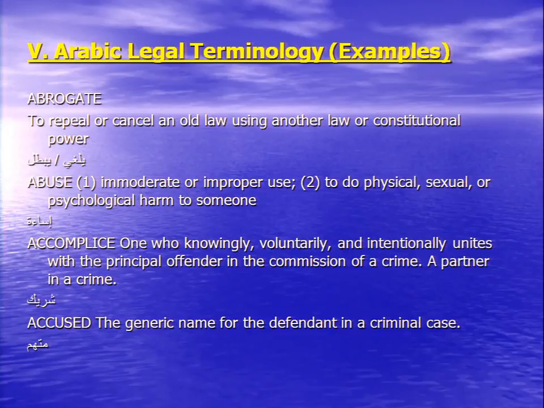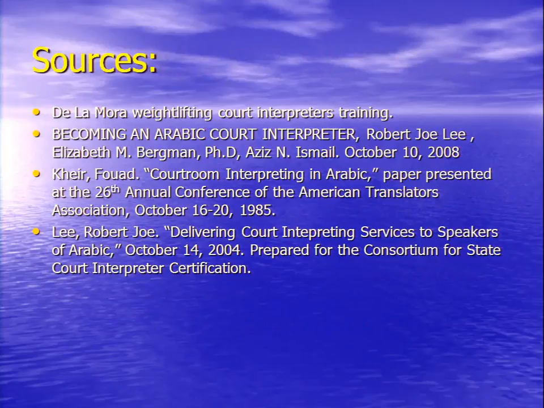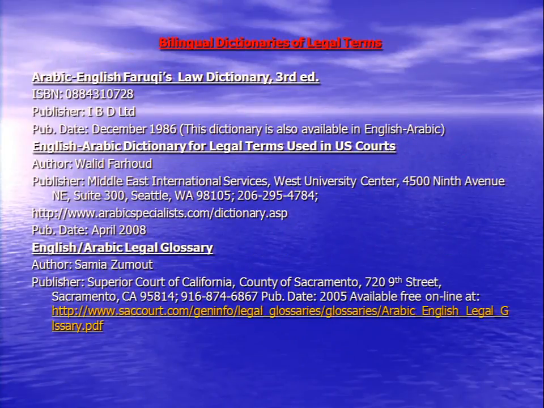I do apologize, I would not talk about the terminology, but I did some handouts I'm going to hand you. These are the sources I used for my presentation. And these are the dictionaries that I'm recommending, the Arabic English Farouki. That's the main one I talked about. The author is from Lebanon. The English Arabic Dictionary, legal terms. This is the first one used in the US, and I met personally this guy here, from Washington State, and that's a good source as well.